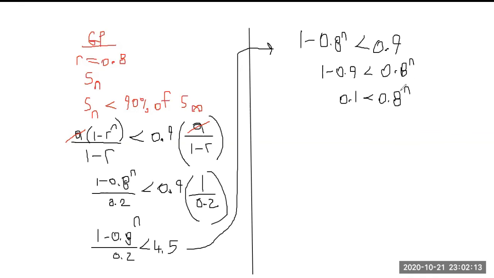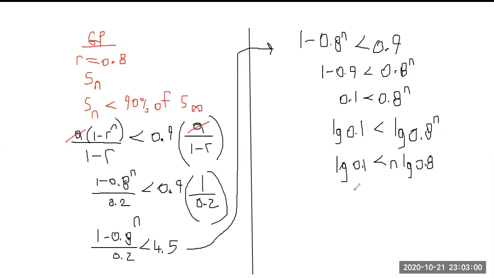And now remember, anytime the unknown is in the power, we're going to have to take the log of both sides. So let's take the log of both sides now. Taking the logarithm of both sides, we get that the log of 0.1 is less than the log of 0.8 to the n. And so when we bring down the power n, we get n times the log of 0.8, and that's greater than the log of 0.1. So to get n on one side, we need to divide through by the log of 0.8. And so the log of 0.1 divided by the log of 0.8 is less than n.